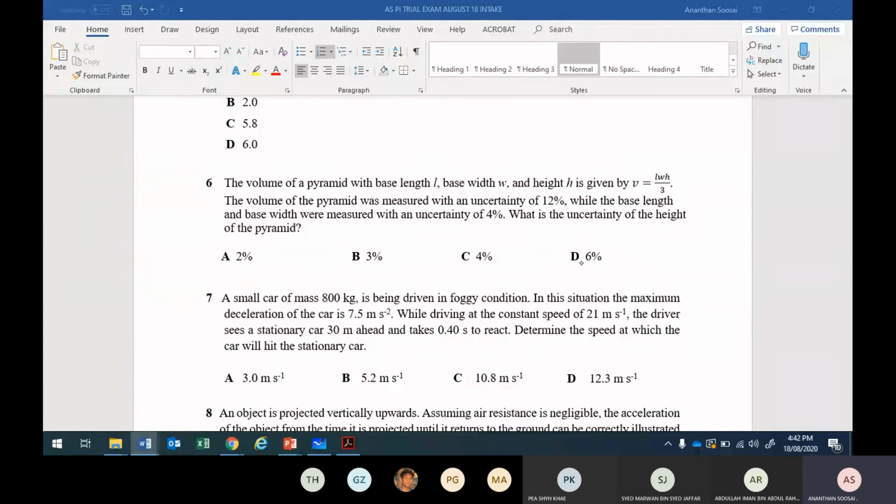So anyone got the answer? You have two regions. First, it moves with a constant speed. The next one, it starts to decelerate. So you need to find the distance when you start to apply the brake.